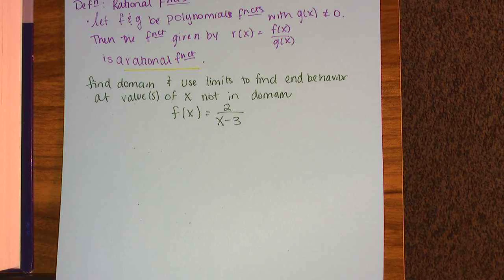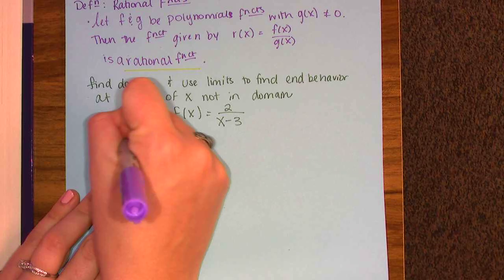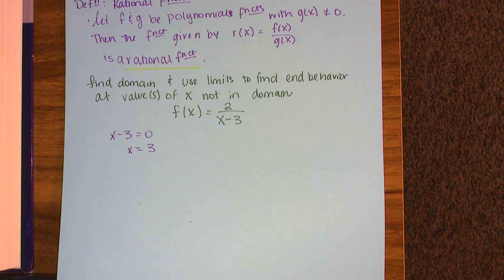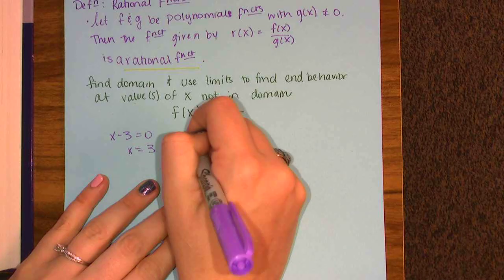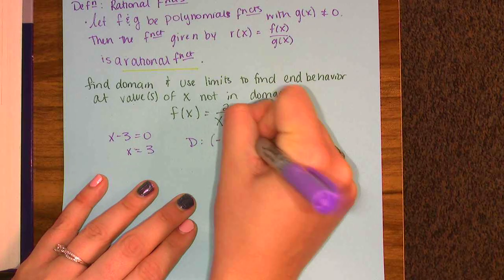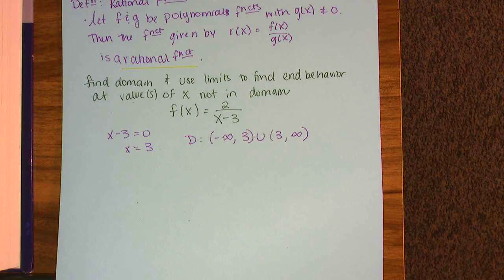Okay, so you set the denominator equal to 0. So x minus 3 is equal to 0. So when x equals 3, okay, that is undefined. So our domain is from negative infinity to 3 union 3 to infinity. So we're including everything except for 3.